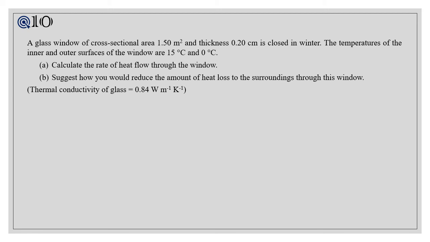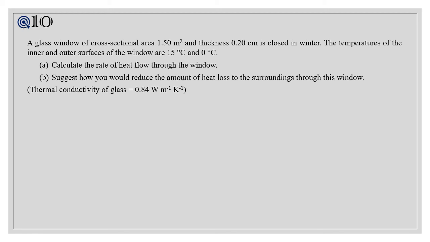Question number 10. A glass window of cross-sectional area 1.5 meter square and thickness 0.2 cm is closed in winter. The temperatures of the inner and outer surfaces of the window are 15 degrees Celsius and 0 degrees Celsius. Question A. Calculate the rate of heat flow through the window.